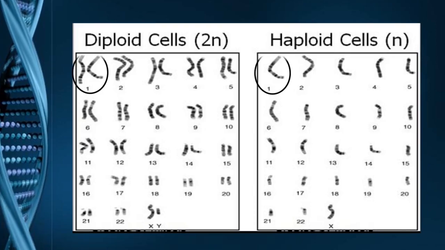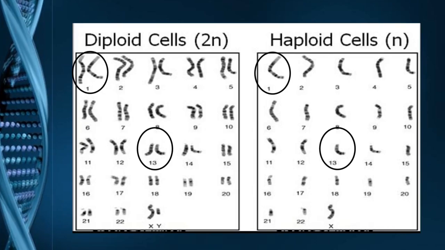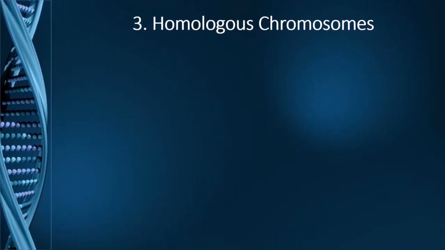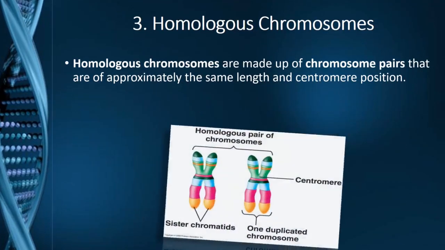If we talk about chromosome number 1 of both the cells, in a diploid cell there are 2 chromosomes present. However, in a haploid cell, only one is there. Similarly, if we take another number, say 13, there are 2 chromosomes present at that location in a diploid cell, but in a haploid cell, only one chromosome is there. You must have noticed that this is common for all the types of chromosomes in a cell, including the 23rd pair. Now let's see what homologous chromosomes are.